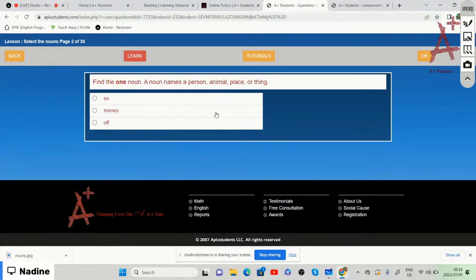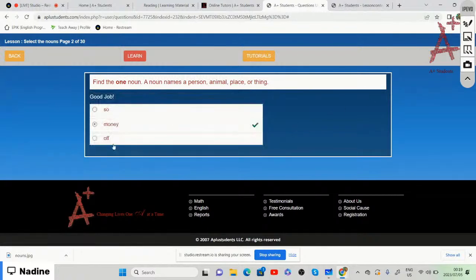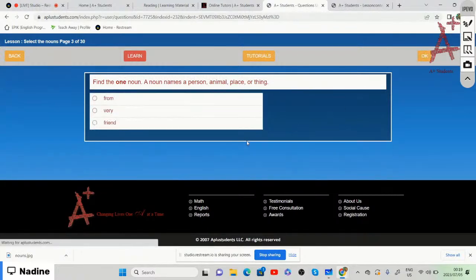We need to find one noun. All right, so let's quickly do this. If somebody says money, money is correct because money is a thing. Money is not a person, it's not an animal, it's not a place, but it is a thing. So well done.